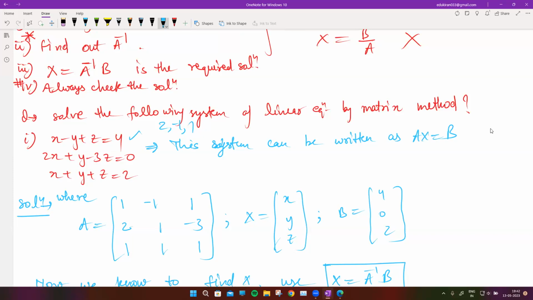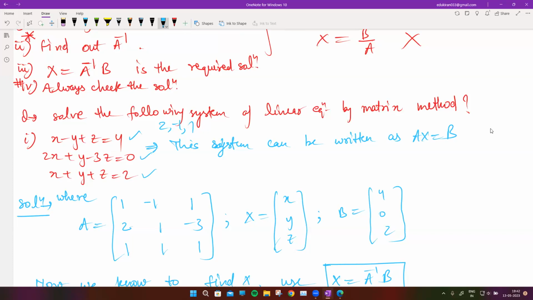Okay, let's check the third one as well. 2 -1 plus 1. -1 plus 1 gets cancelled out. 2 is equal to 2. Correct. If you put it here, this is also true. 4 -1 -3, 4 -4, 0. Yes, it is satisfying all the 3 conditions.